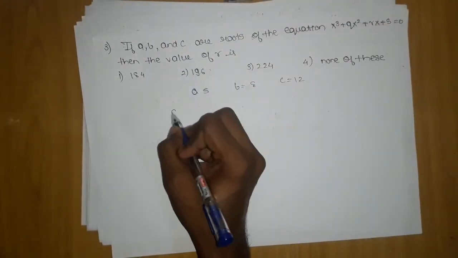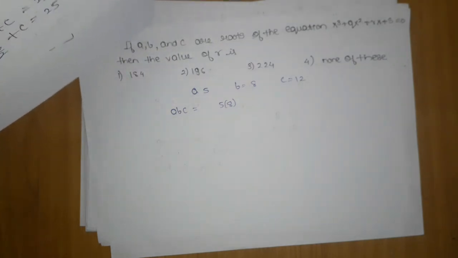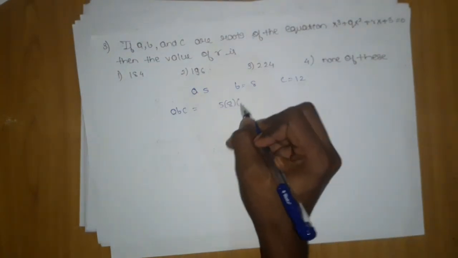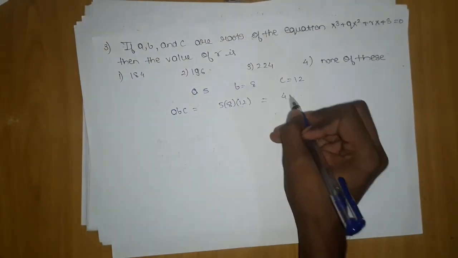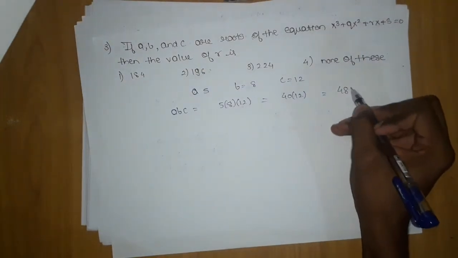Let me take the next page. a is 5, b is 8, c is 12. So what will the abc value be? It is not a difficult task. abc will be 5 into 8 into 12, 40 into 12, which will be equal to 480.